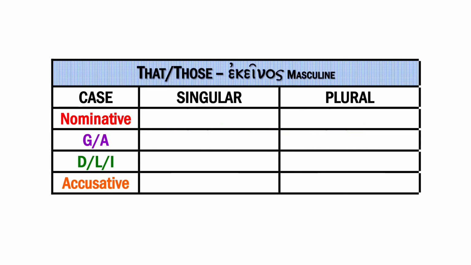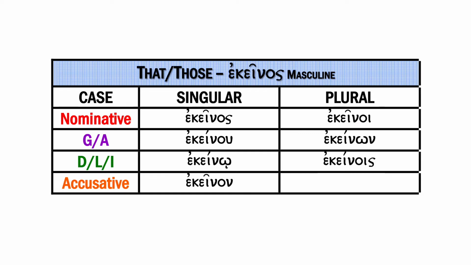Okay, let's move on to the words for that and those, starting with the masculine form. Ekainos, ekainu, ekaino, ekainon. Ekainoi, ekainon, ekanois, ekanous.